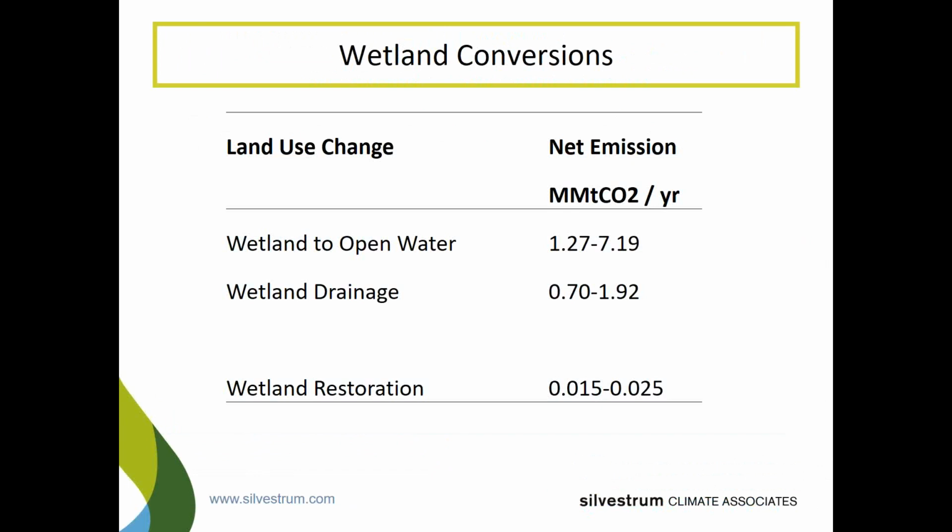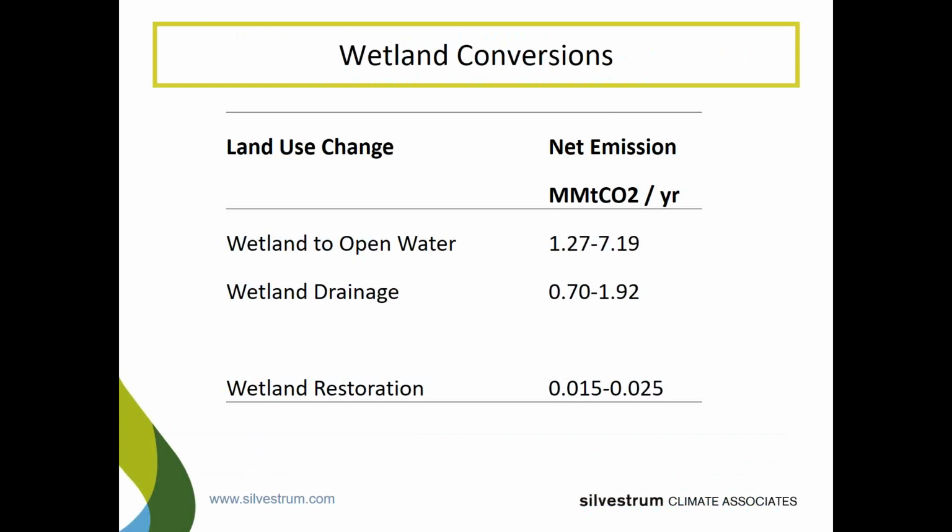Wetlands restoration, as I mentioned, represents a relatively small restoration of carbon sequestration around the US. And so effectively, we see 100 times more emissions taking place through drainage of wetlands than we are putting back in the ground through our restoration activities.